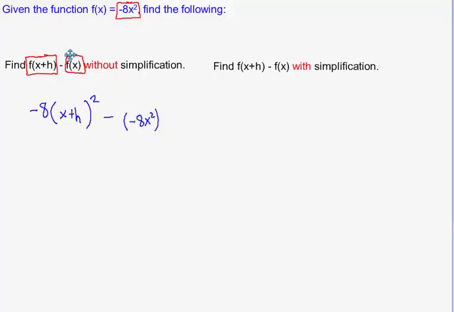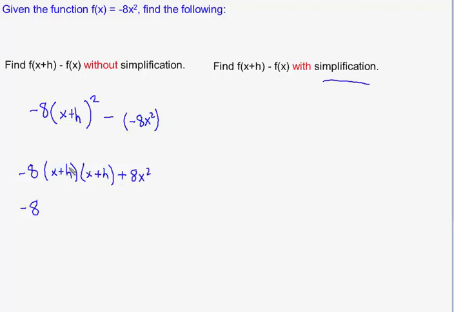I get this. Now the second part will take a little longer because we have to take the answer we just found and simplify it. So let me start by squaring this binomial. Let me copy the negative 8. X plus h quantity squared means that x plus h is being multiplied by itself. Subtracting a negative makes a positive, so I have a plus 8x squared out here.